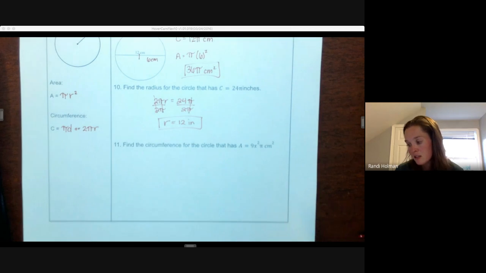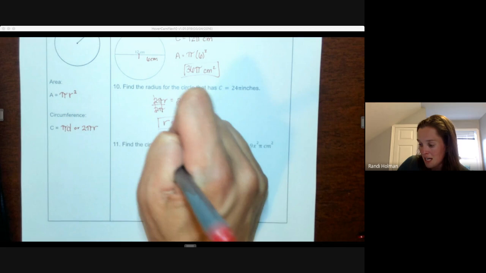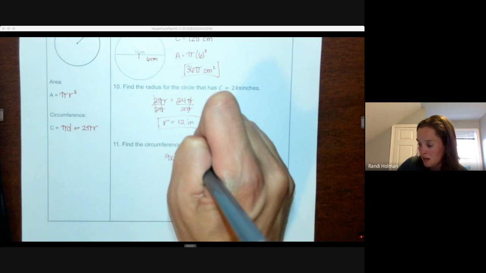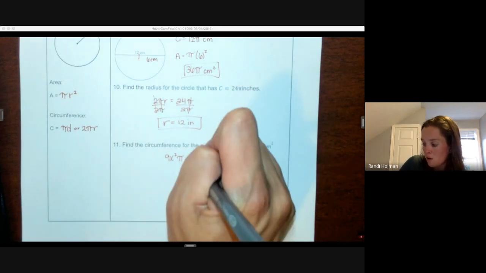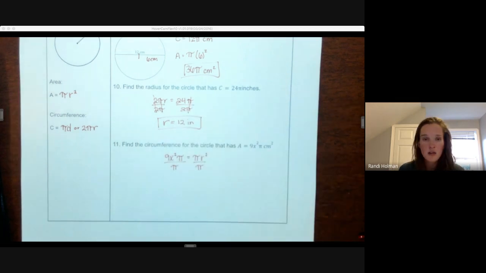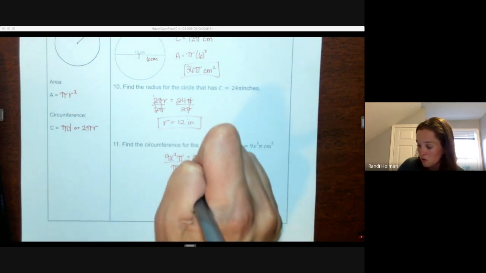Last but not least, we're looking at the circumference of a circle that has a particular area. To get our circumference, we're going to need that radius. If I know that my area is 9x squared pi, that needs to be equal to pi times the radius squared. Again, our goal is to get the radius by itself, and then we can use that radius to find the circumference. If we work our way backwards, we're undoing our operations in the reverse order we would do them. So get rid of the pi first. We get 9x squared equals r squared.